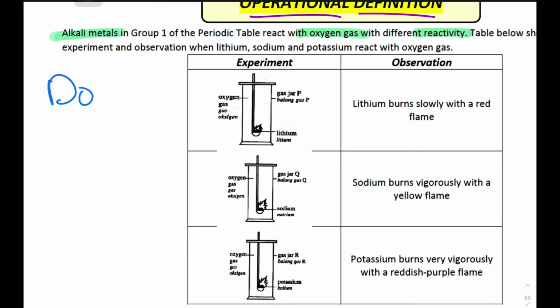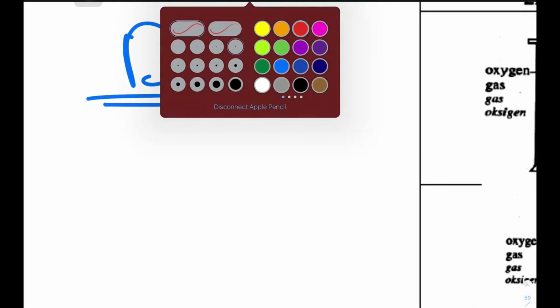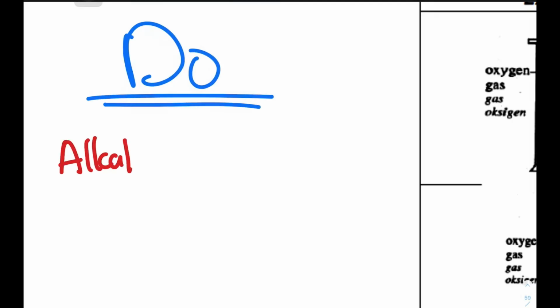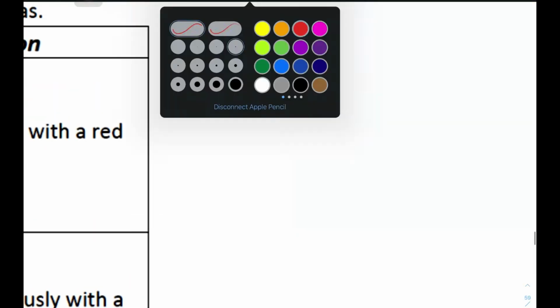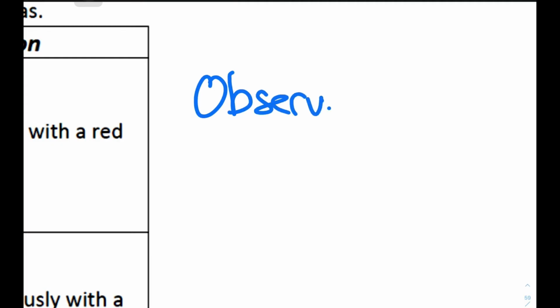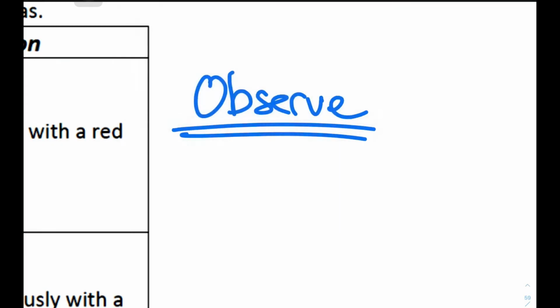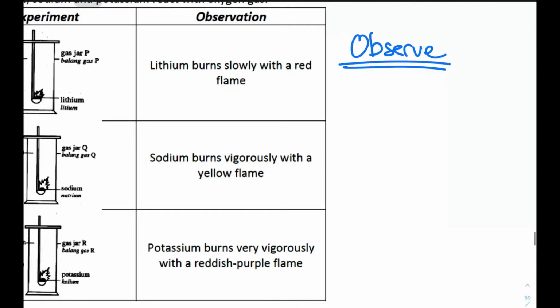So how do we do this experiment? What we do in this experiment is we react the alkaline metal with oxygen. We put the alkaline metal into the gas jar containing oxygen gas, and then they react. And then what is observed? Instead of what is observed, you should think about what to observe. In order to find out the reactivity of alkaline metal, you want to know the result by observing it.